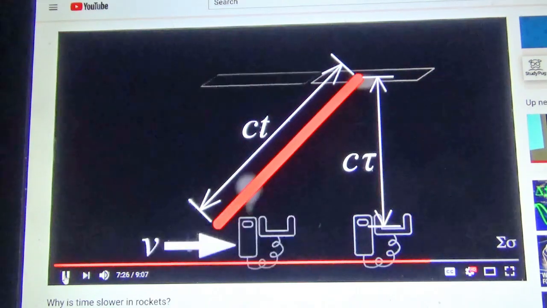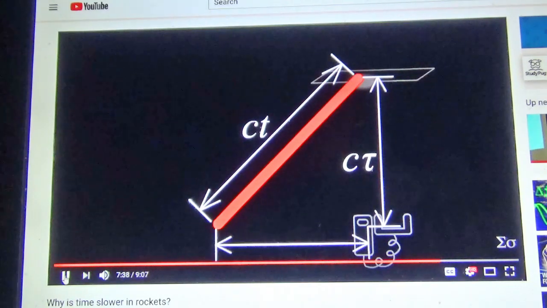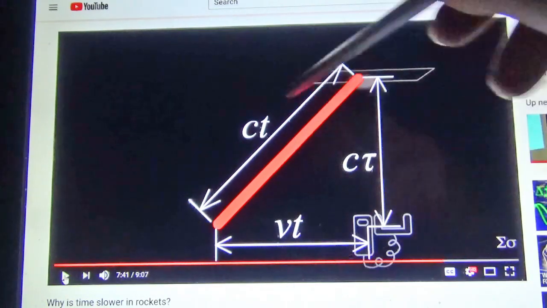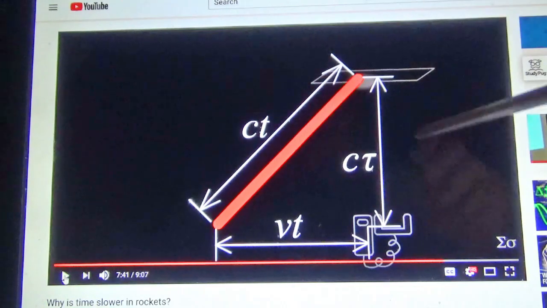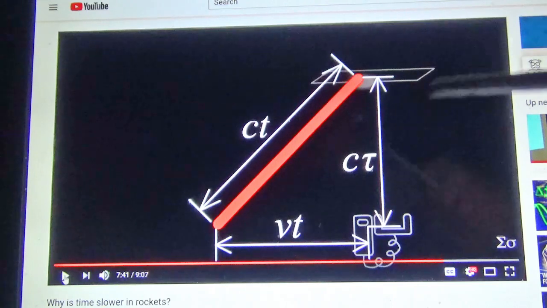Right, it's moving to the right at some speed v, which means by the time the light has got to the top here, this thing will have moved the distance over here. How far will it move? Well, if it's moving at speed v and it's got a time t to do it, then the distance it travels is just v times t. So, hold on then. The time interval here is t, the time interval here is t, and the time interval here is supposed to be tau. So, what's going on here?